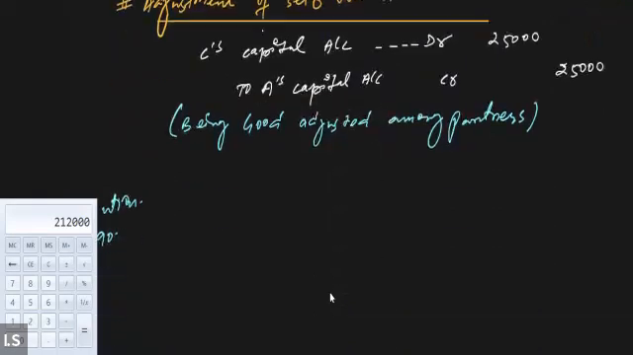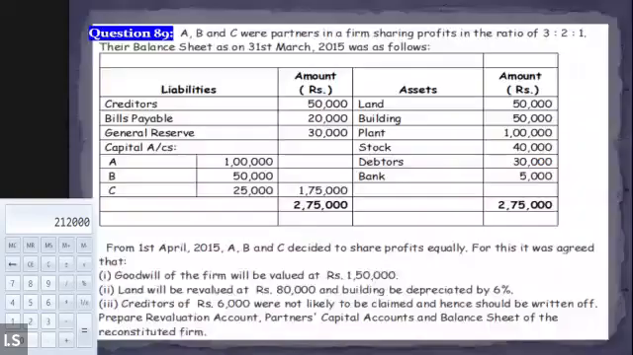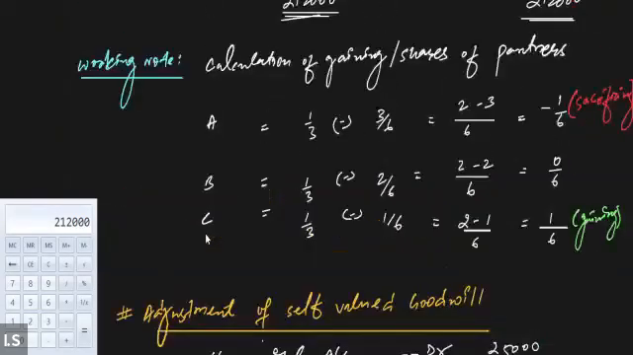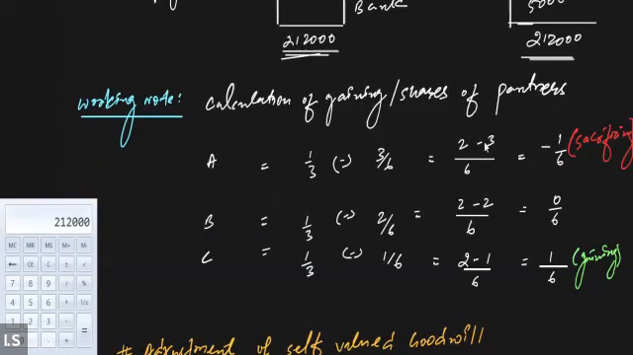After that, we need to adjust the value of the goodwill among the partners as well. For that purpose, see in the question, the value of the self-valued goodwill is how much? It is 1,50,000. And since it is self-valued goodwill, tell me, how do we treat it? Self-valued goodwill is to be adjusted among the partners. Correct. It is to be adjusted among the partners in the gaining and sacrificing share. So we will have to find out the gaining and sacrificing shares of the partners. Therefore, I have made an extra working note indicating the calculation of the partners' gaining and sacrificing shares.